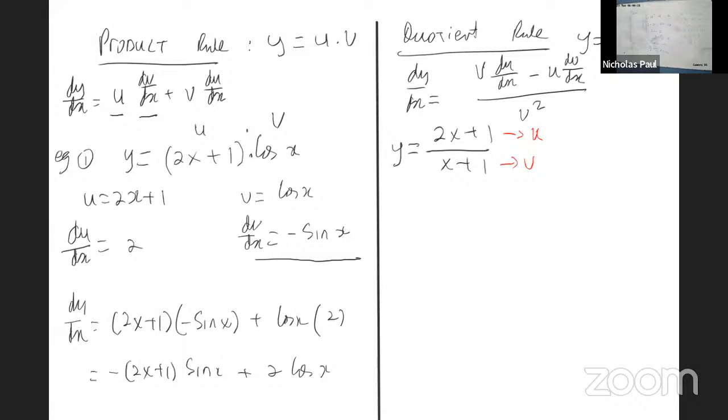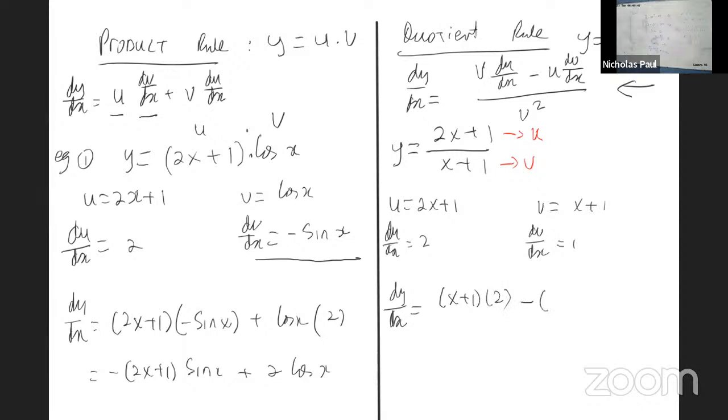So U is equal to 2x plus 1. V is equal to x plus 1. du/dx is 2. dv/dx is 1. Right? So I'll come back to this formula here, and I will get dy/dx is equal to v, which is x plus 1, times du/dx, which is 2, minus u, which is 2x plus 1, times dv/dx, which is 1, all over v squared, (x plus 1) squared. And you multiply it out.